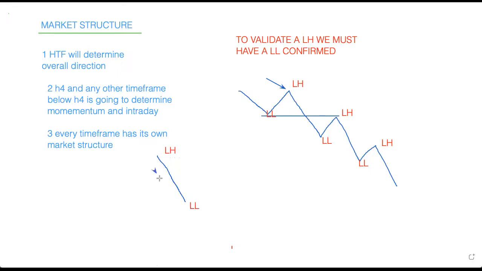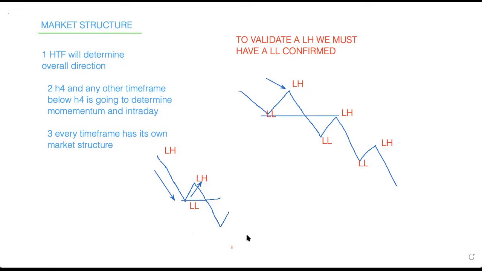Now, we said this is my impulse and this is my correction, right? And as this is my correction, I must come and break this area, because this will be an impulse move. This is my new lower high, right? So I must come and break this previous lower low in order for me to say what's going to come after this is another new lower low.